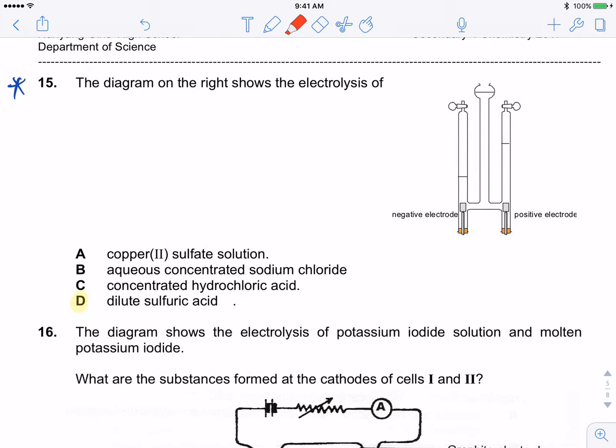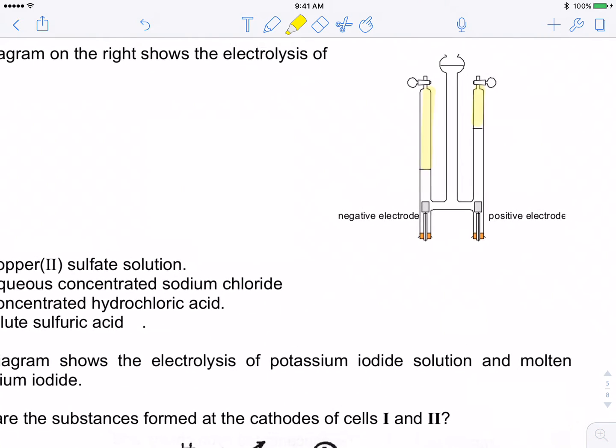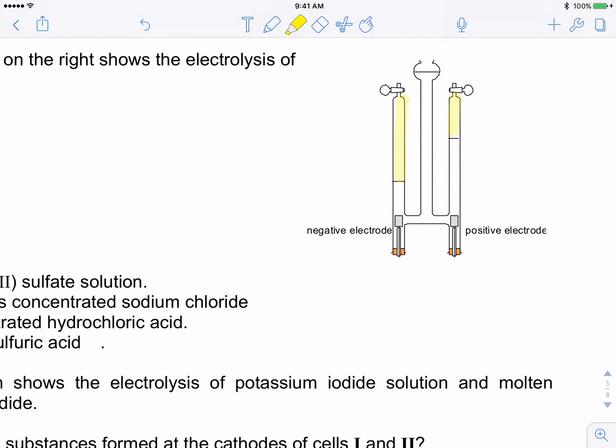Question 15. The diagram on the right shows the electrolysis of. Now, this diagram should be familiar to you. This is actually your. Oh, I forgot what this is called. Okay, it's a bit late at night. I forgot what this diagram is called, but it's in your notes. So you can see that I use this to teach you about the electrolysis of water.